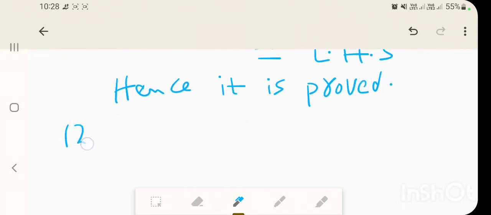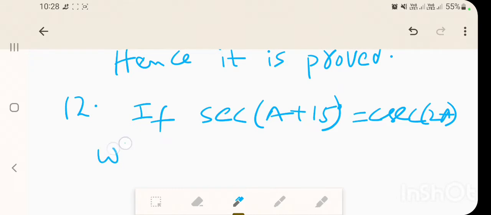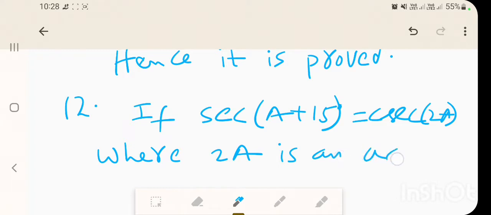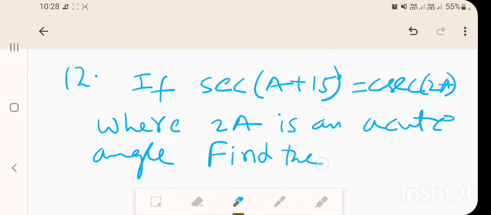Next we have problem number 12 of the same section. What they have asked is, if secant of a plus 15 degrees is equal to cosecant 2a, where 2a is an acute angle, meaning less than 90 degrees, then find the value of a. That is what we have to find.